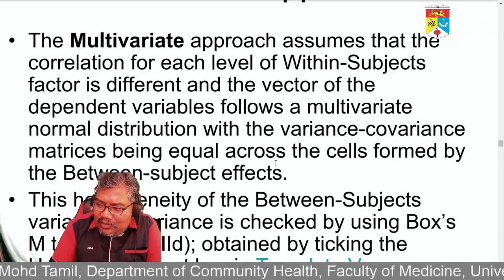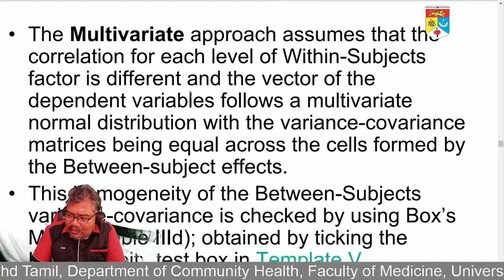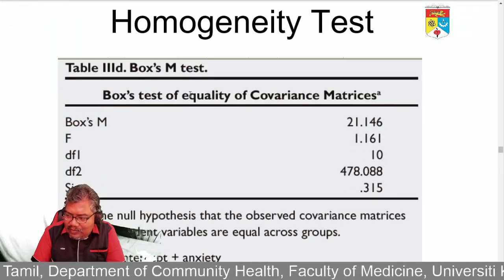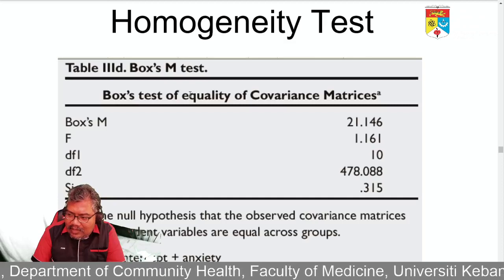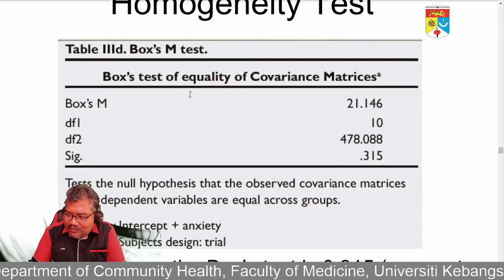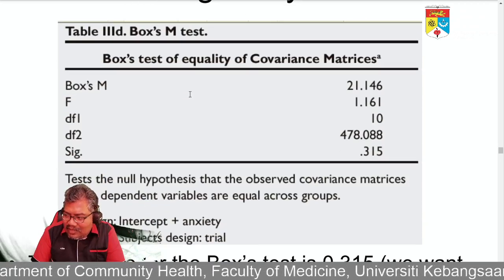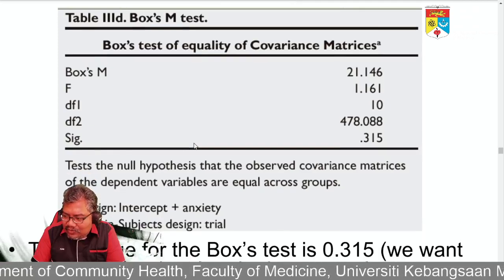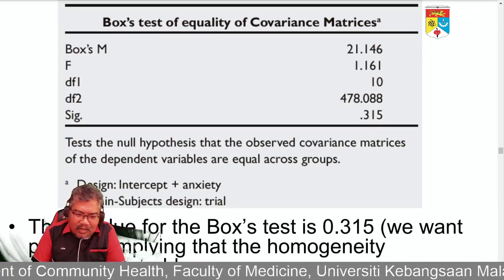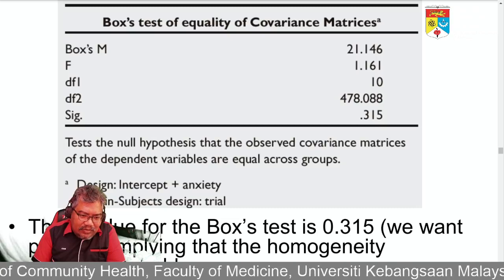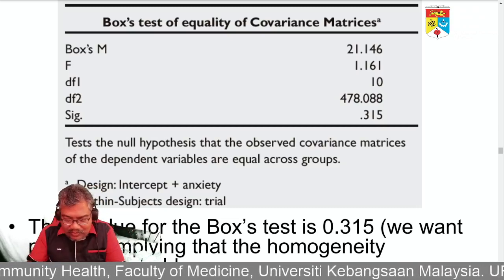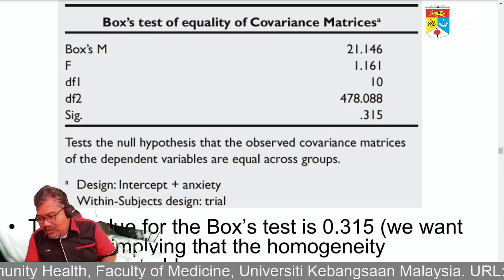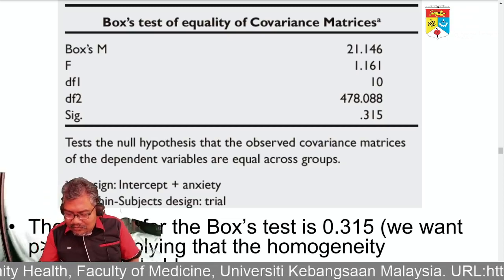Okay, let's go to the next part. So we look at the homogeneity test. Again, for the Box test, you want it to be larger than 0.05, which will show that it is homogeneous. The homogeneity assumption holds.